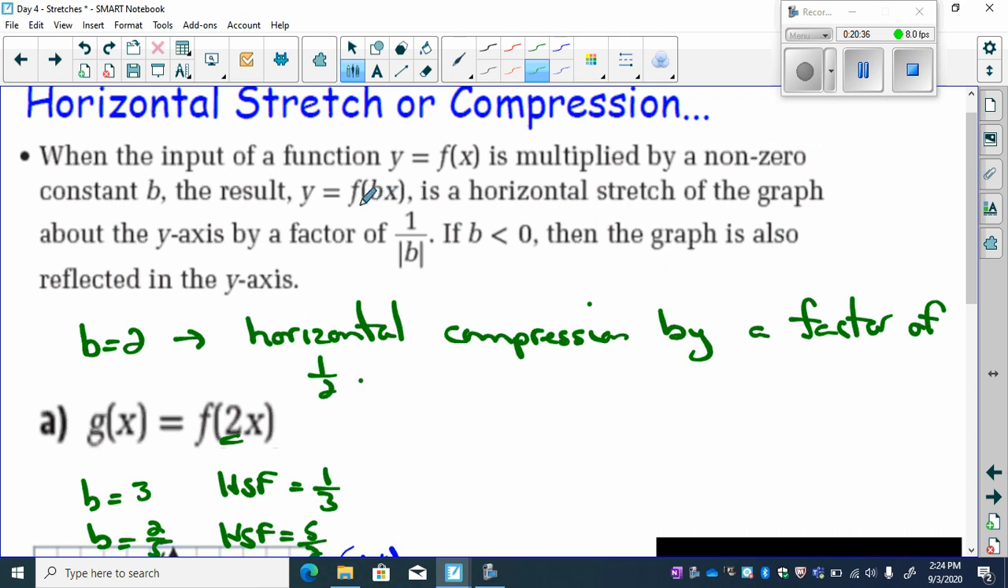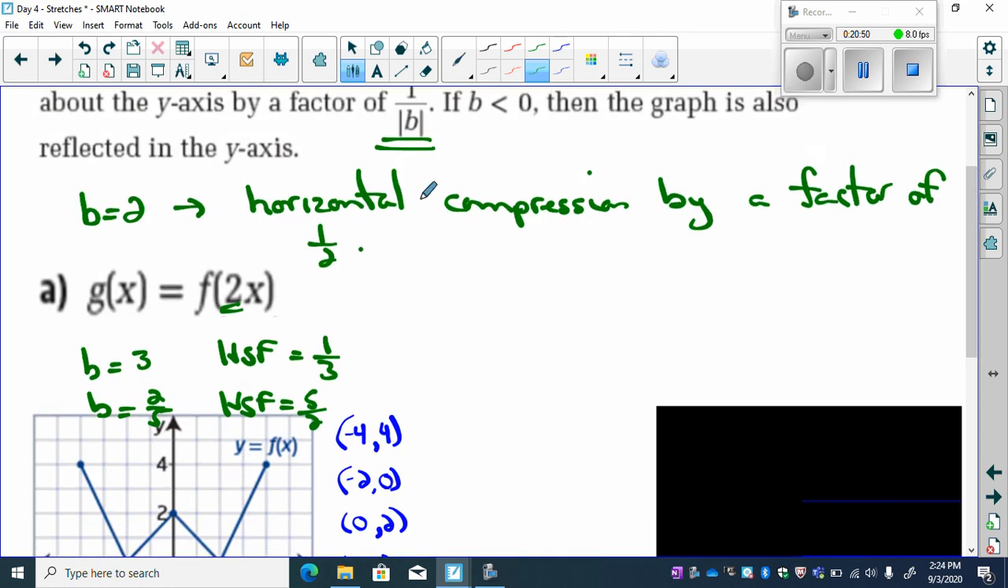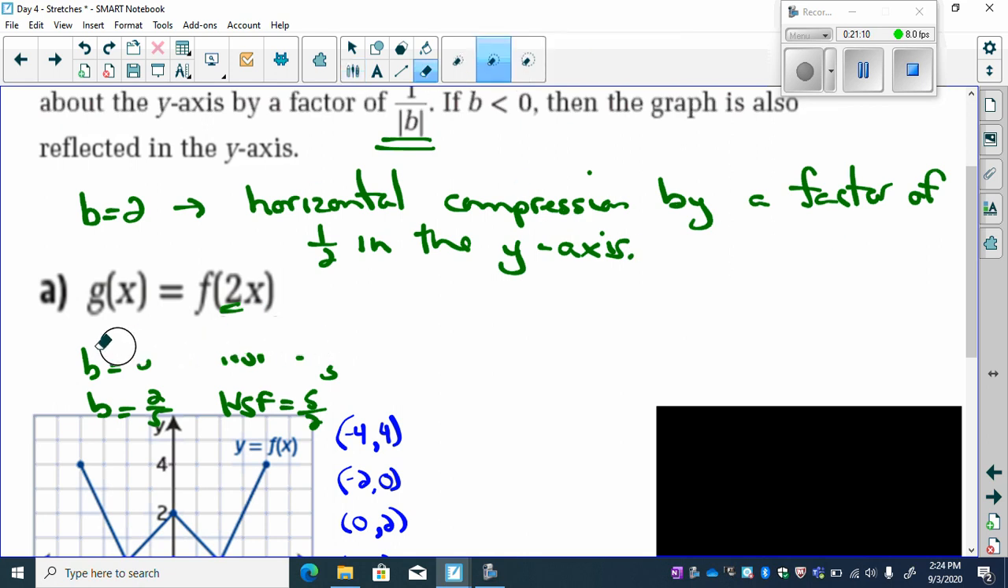Look, in the equation y equals f of bx, it's a horizontal stretch of the graph about the y-axis by a factor of 1/b. That means take the reciprocal. Okay, so note that carefully. Horizontal compression by a factor of 1/2. I forgot to say it's in the y-axis too. I should have added horizontal compression in the y-axis before I said by a factor of 1/2, but it's all good. Okay, so think reciprocals. Don't have to do that when we're talking about vertical stretch, only with horizontal.